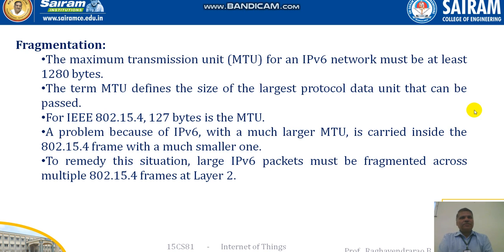The problem is that IPv6, with its much larger MTU, is carried inside an 802.15.4 frame with a much smaller one. To remedy this situation, larger IPv6 packets must be fragmented into multiple 802.15.4 frames at layer 2.